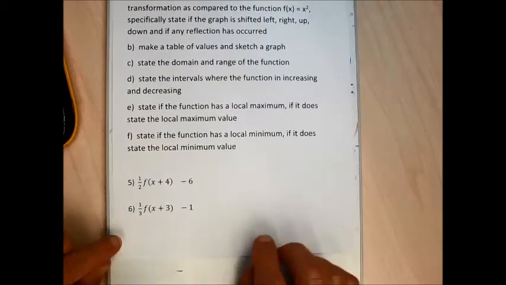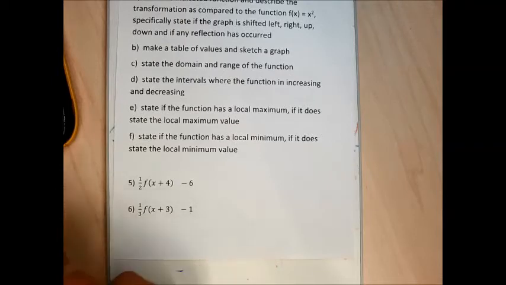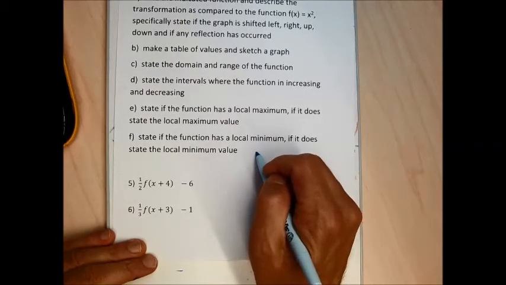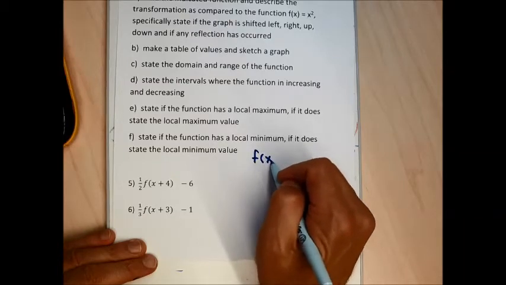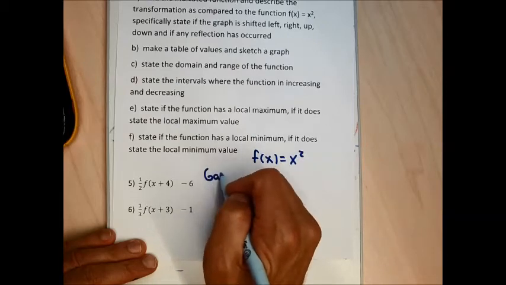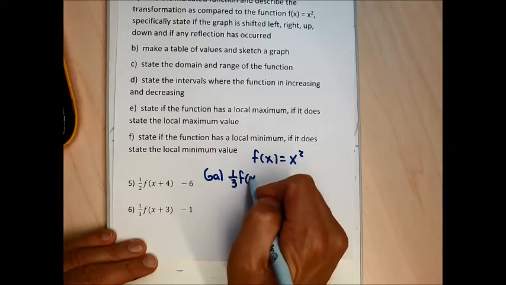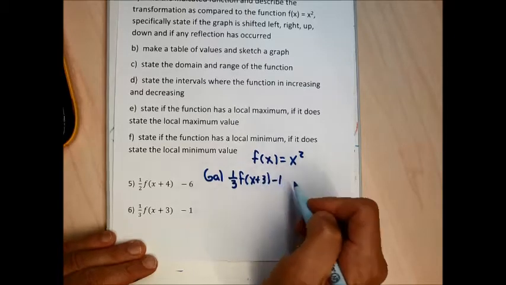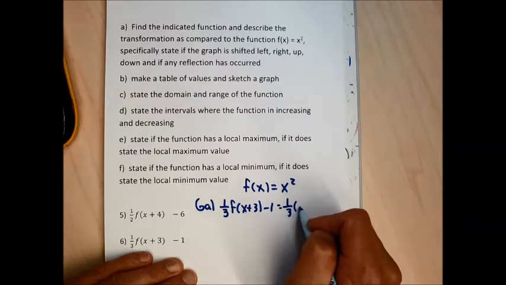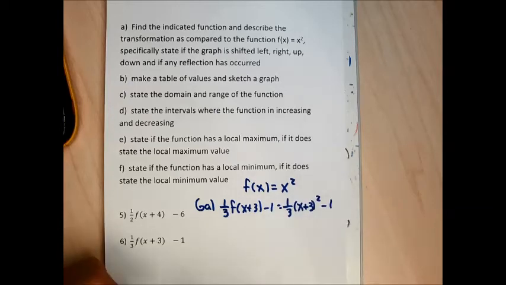For number 6, I'm dealing with the function 1/3 f of x plus 3 minus 1. So for part 6a, the original function that I'm moving or transforming is f of x equals x squared. In part 6a, I need to find a function for 1/3 f of x plus 3 minus 1, and that's just going to be 1/3. The x plus 3 has to be in a parentheses with the squared, and then the minus 1 comes afterwards.